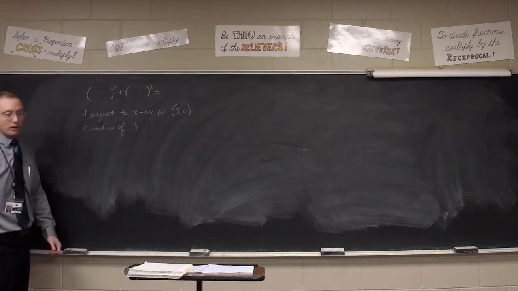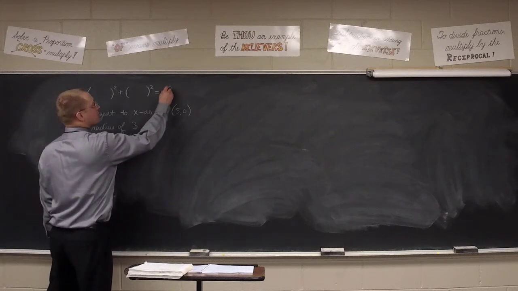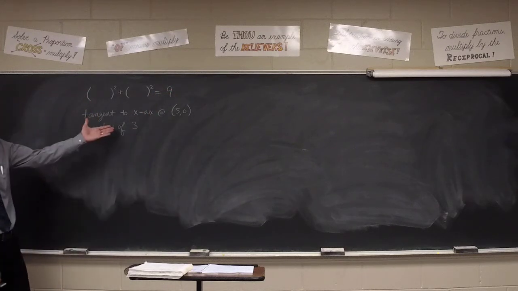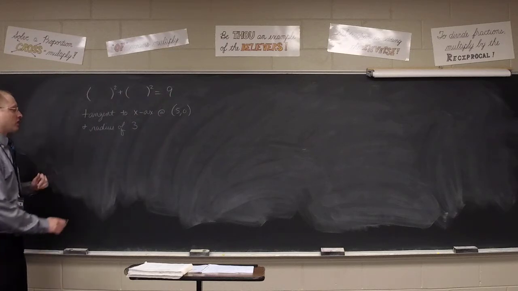All right, now by the way, Jamie, in my circle equation, I already know part of my answer. The right side is going to equal 9. Good, the end of the equation is going to be a 9 because the radius is 3. They told me that part, so I know there's going to be a 9 at the end, but I don't know where the center is.